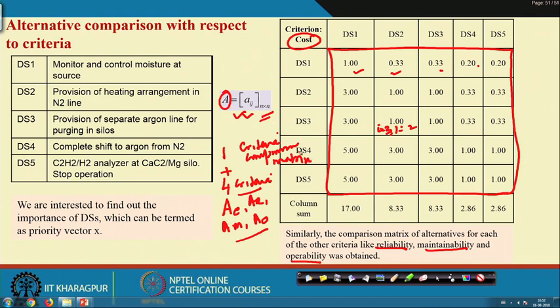If there are k criteria, you will have one comparison matrix for these k criteria. Another is for the n alternatives, that means an n cross n comparison matrix for each of the k criteria. So, ultimately k plus 1 comparison matrices will be there. Once you have the comparison matrices, how you will find the priority vector x, we will discuss next. I hope you understand.